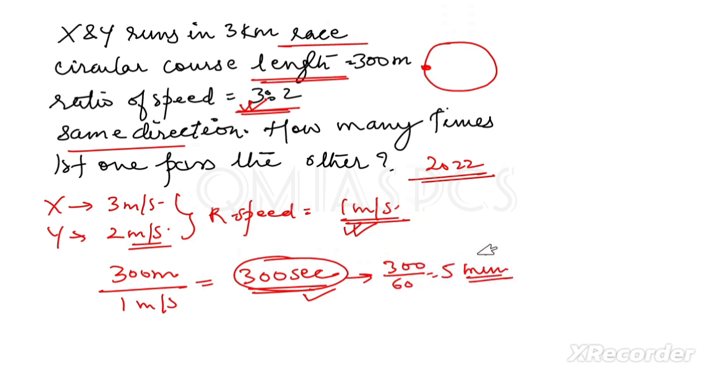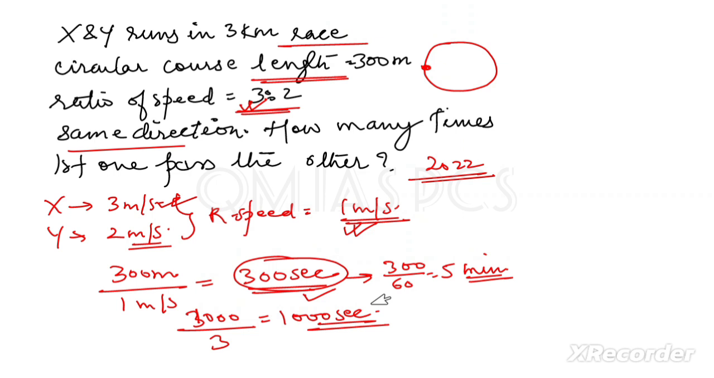Clear? So now just think, the race track is of how much distance? 3 kilometer, that means 3000 meter. And the speed of the faster person is 3 meter per second. So how much time will that person take? That person will take 1000 seconds.